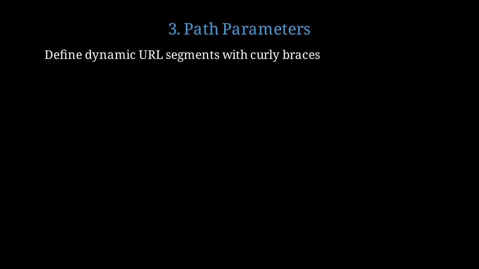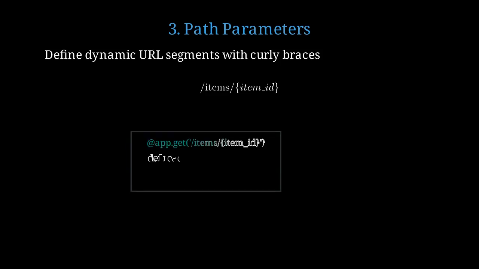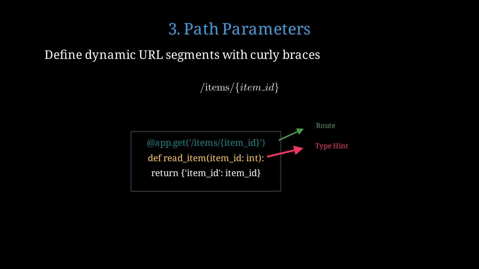FastAPI makes it easy to handle path parameters in your URLs. You can define dynamic URL segments using curly braces in the path string. For example, /items/{item_id} in curly braces creates a dynamic parameter. The function parameter automatically extracts the value from the URL, and type hints provide automatic validation.